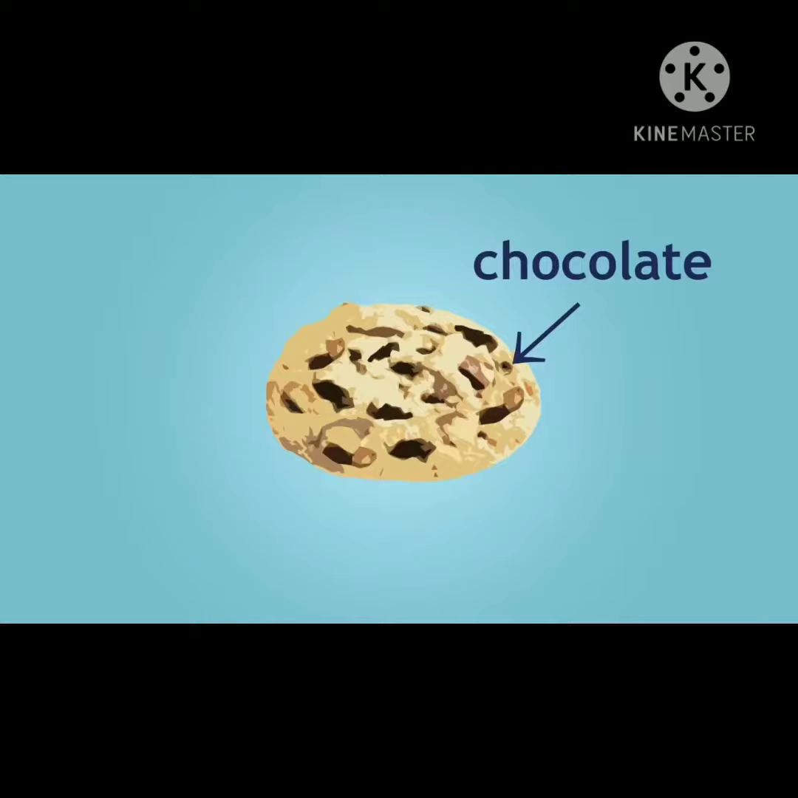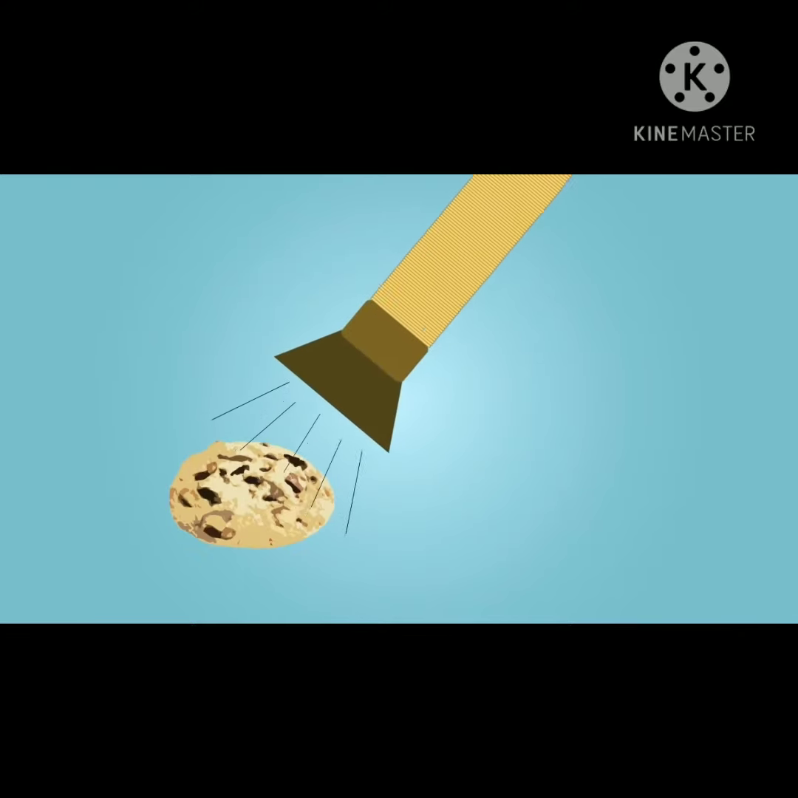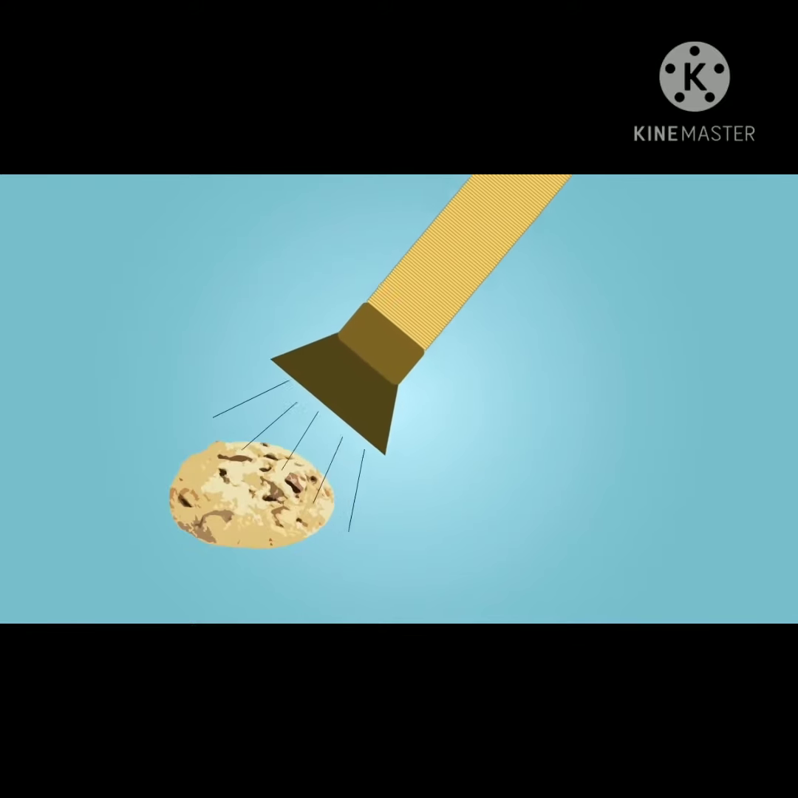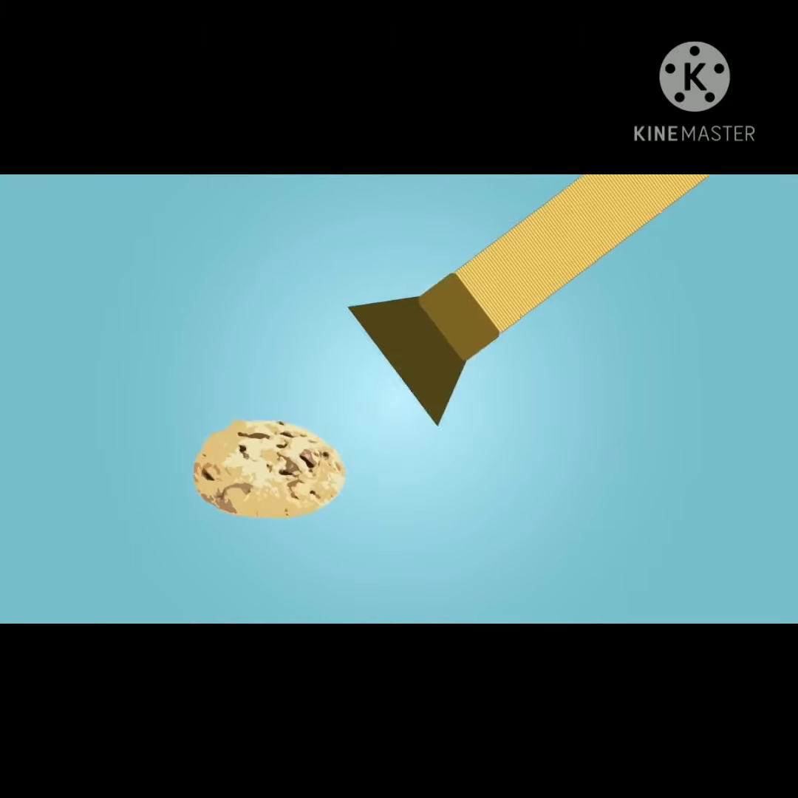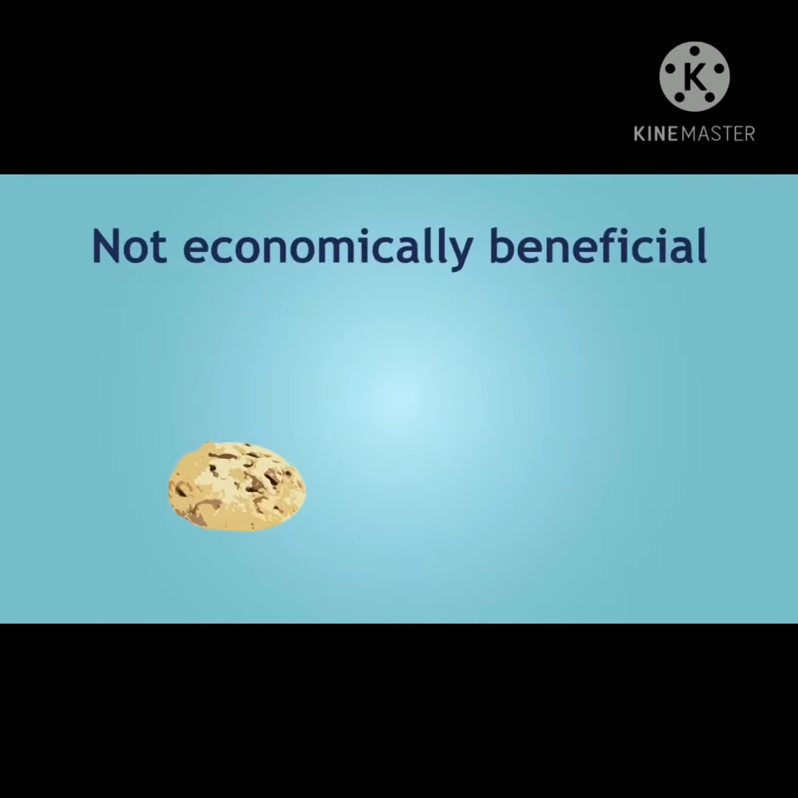We can think about an ore a bit like a chocolate chip cookie. We really want the chocolate. If there were more chocolate chips in the cookie, then the extraction process would be more economically beneficial, as more minerals, in this case the chocolate, can be obtained. If there are fewer chocolate chips, then the extraction process may not be as economically beneficial.